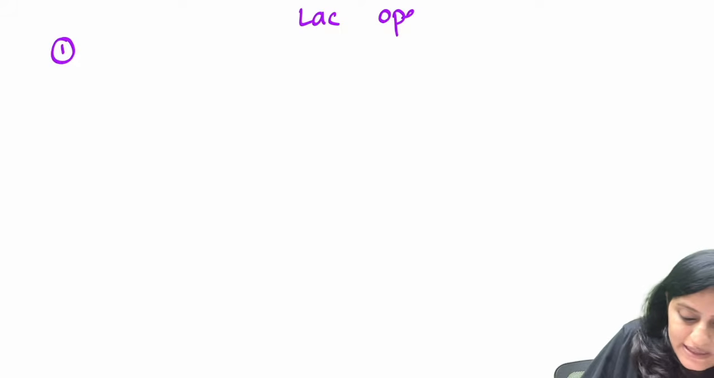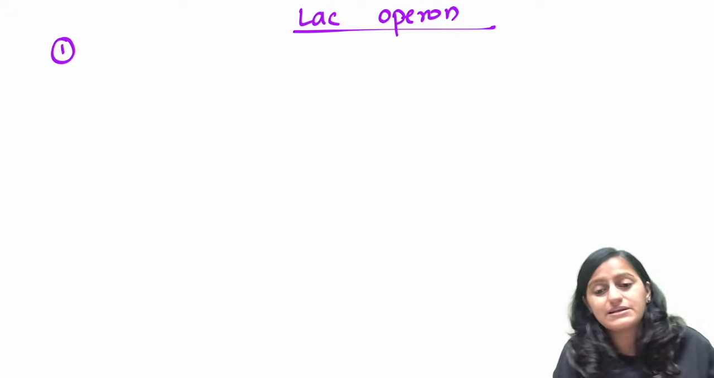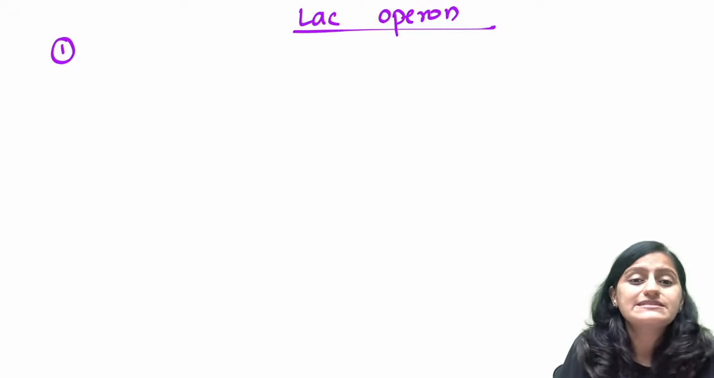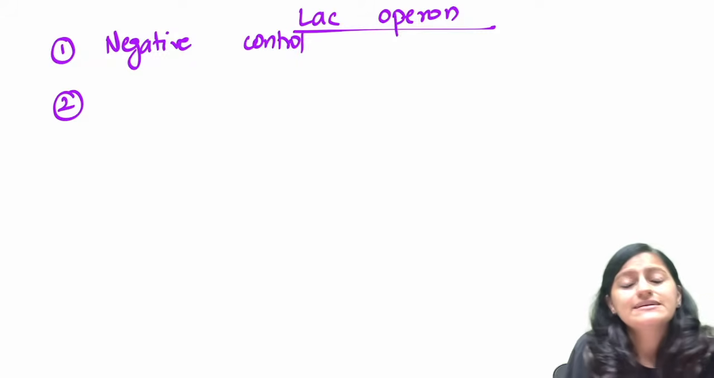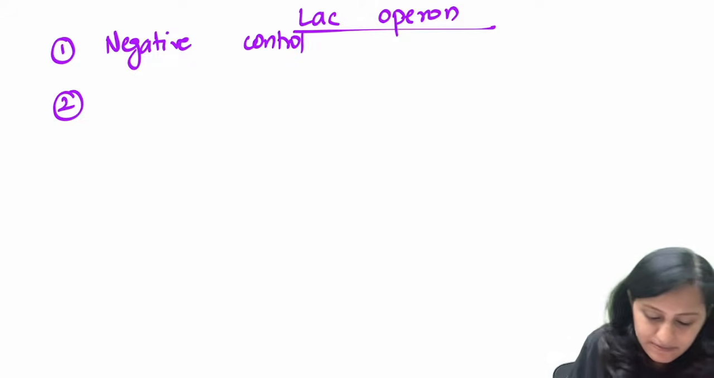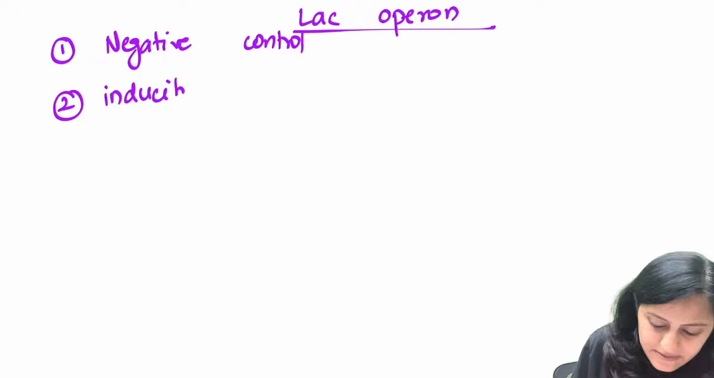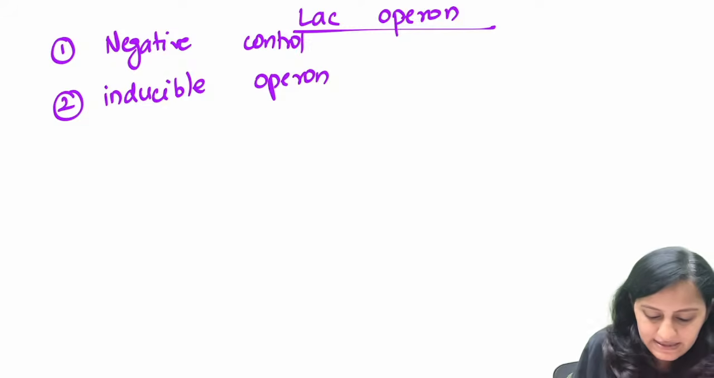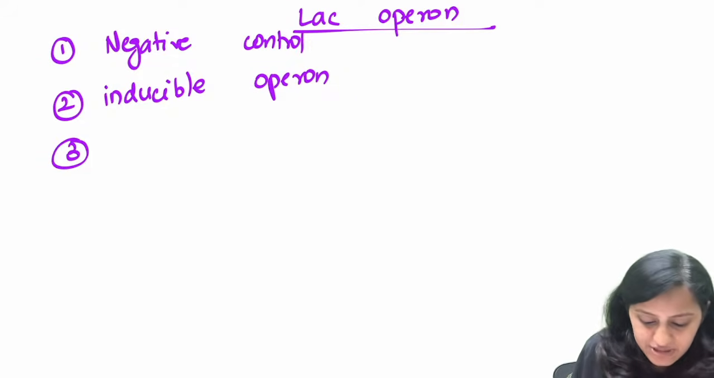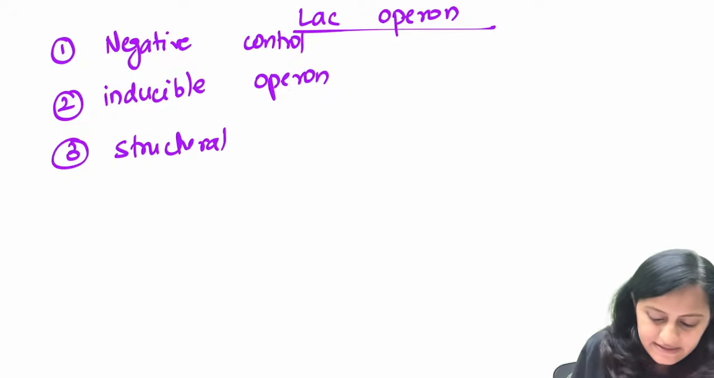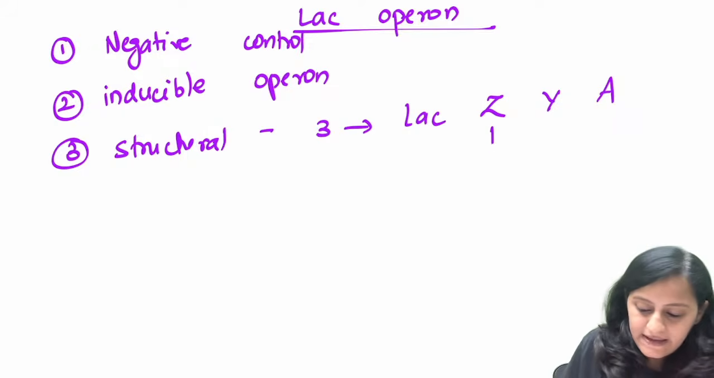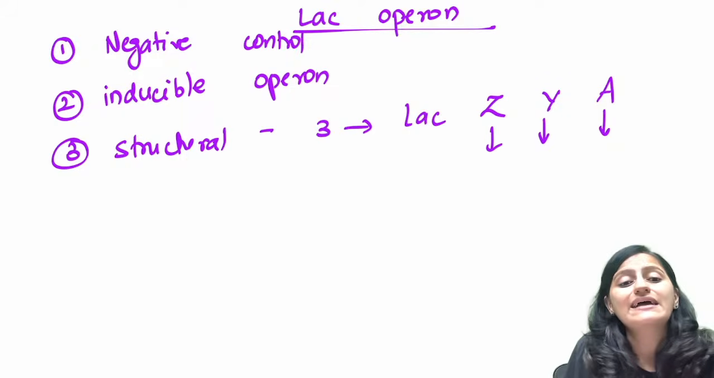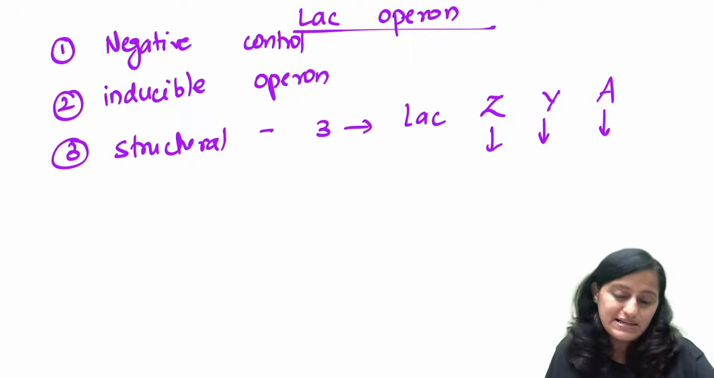Right, so if you want to quickly revise again with the one-liners, let's quickly revise this lac operon. First of all, tell me, is it negative control or positive control? It is a negative control operon. Is it an inducible operon or a repressible operon? It is an inducible operon, induced by lactose. What are the structural genes? There are 3 structural genes, which are lac Z, Y and A: beta-galactosidase, permease, and thiogalactoside transacetylase.